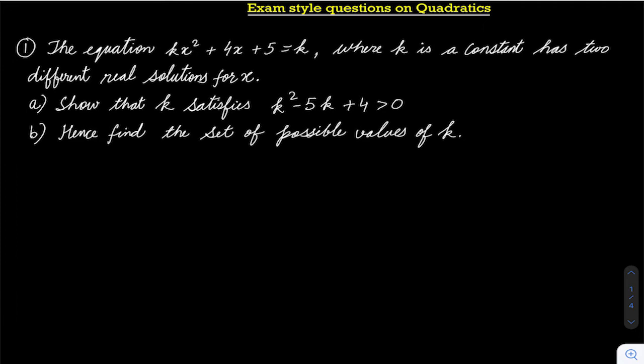The equation kx square plus 4x plus 5 equals k, where k is a constant, has two different real solutions for x. So what is given is we are given a quadratic, and they are saying that this equation has two real and distinct solutions. So we have to show that k satisfies this inequality, and we have to find all the possible values of k. Okay, so let's start this.